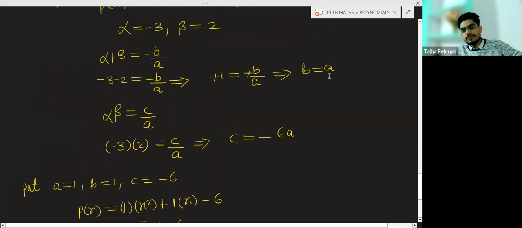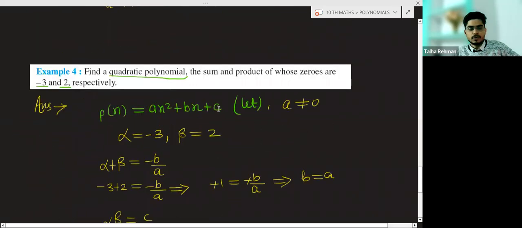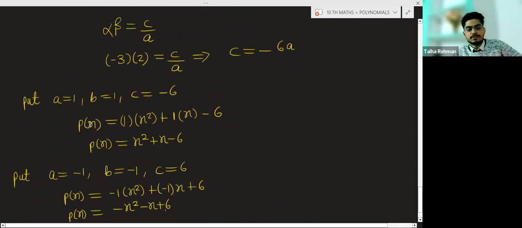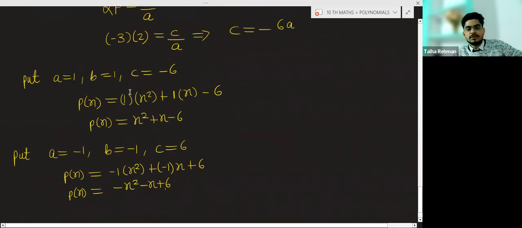You can put the value of a as 2 also. You will get a different polynomial. Okay. So basically they are asking find a quadratic polynomial. So this is also a polynomial, this is also a polynomial. Means we will get n number of polynomials.